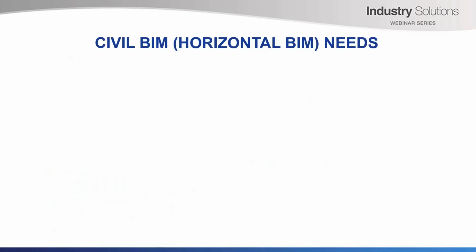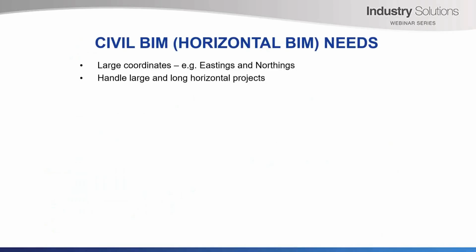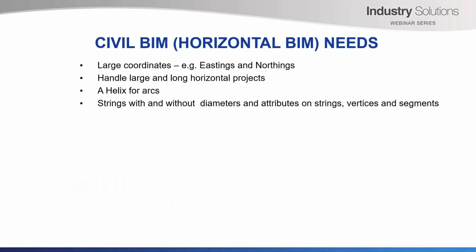So our big challenge is, what does civil BIM need? We've got to be able to handle large coordinates. Everything we do is in something like MGA. So you've got to be able to handle it, and for large distances, might be 20 or 30 kilometres. So they've got to be large and long. We need arcs, which is actually a helix. When we talk about our arcs, they're actually a helix because when you look from the top, they're an arc in plan. They're not a 3D circle. We need strings with and without diameters and attributes, and attributes on strings, vertices, and segments.